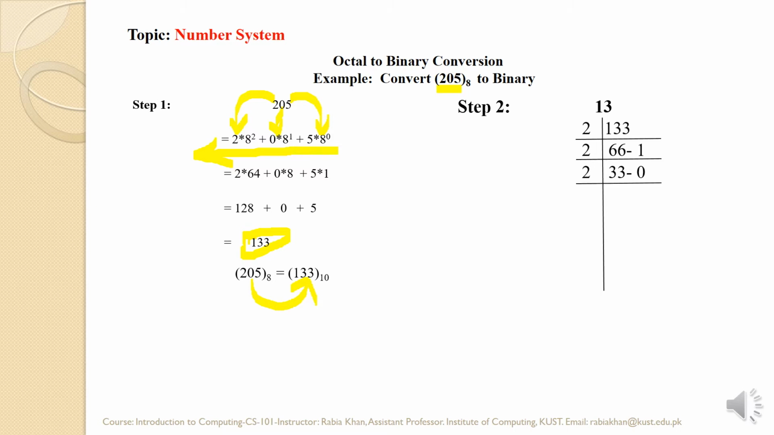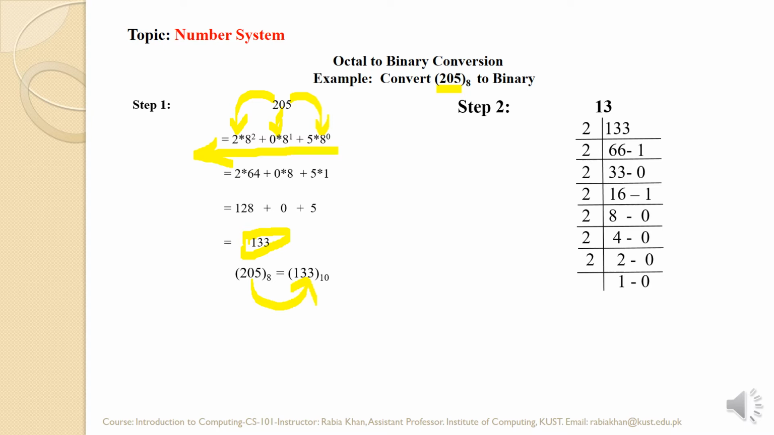33 is again divided by 2, and the result is 16 as quotient and 1 as remainder. 16 is further divided by 2, and the result is 8 as quotient and 0 as remainder. 8 is again divided by 2, result is 4 as quotient and 0 as remainder. 4 is further divided by 2, the result is 2 as quotient and 0 as remainder. 2 is further divided by 2 and the result is 1 as quotient and 0 as remainder.